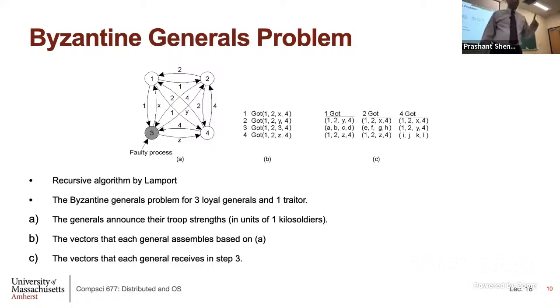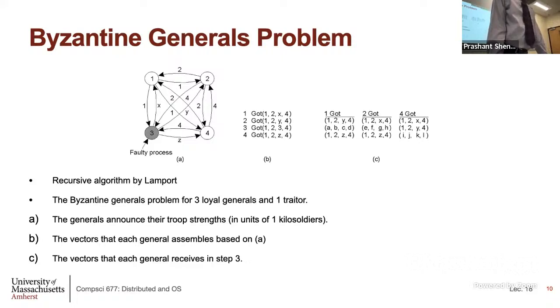At the end of round one, what is shown in B is the messages that you have received. General one will have gotten 1 from itself, because it knows what it has, 2 from two, X from three, and 4 from four. General two would have gotten 1, 2, Y, 4. Three would have gotten the right things because it knows what it has. And four got 1, 2, Z, and 4. So that is the information each of the generals has.